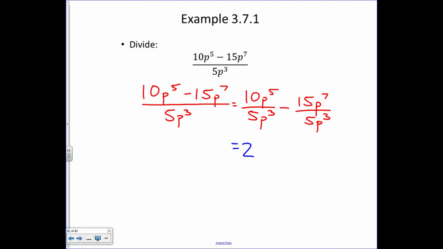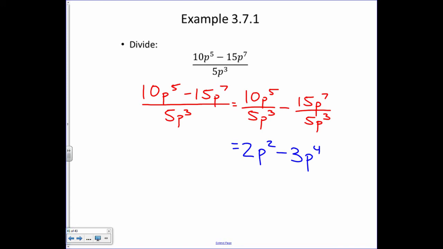Remember, back in the beginning of chapter 3, when you divide variables, you subtract their exponents. And so p to the 5th divided by p cubed is going to give you p squared, or p to the 2nd power, minus 15 divided by 5 is 3. And then p to the 7th divided by p cubed, again, we just subtract, and you're left with p to the 4th. Notice that these are not like terms, so you cannot add them together. Your answer stays 2p squared minus 3p to the 4th.